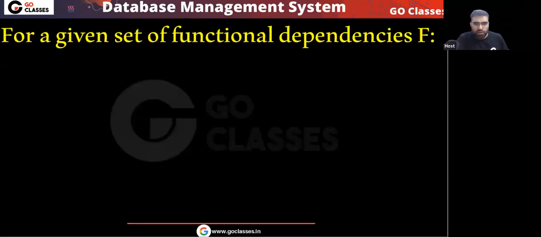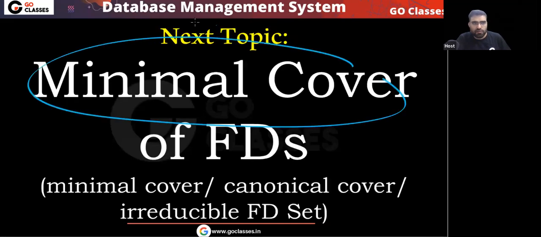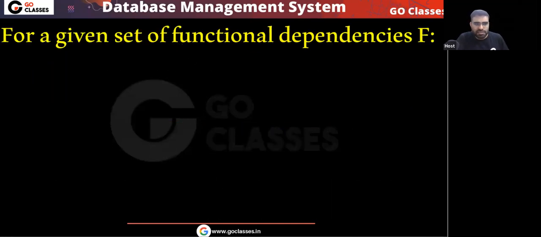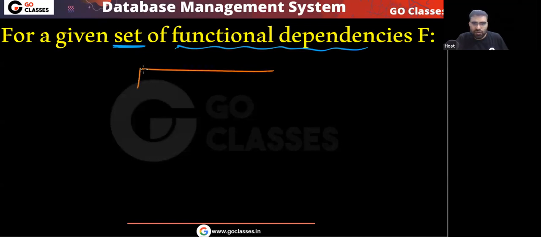So first, let me tell you the idea behind this minimal cover. We have already seen closure of a functional dependency set, right? If you have a set of functional dependencies, let's assume this is the set F that you have. What is this F? This is your set of functional dependencies. You already know there are some functional dependencies in this.